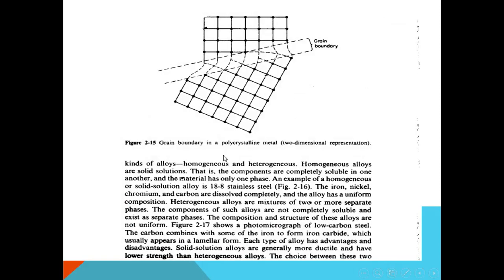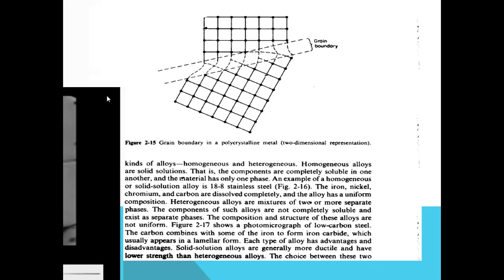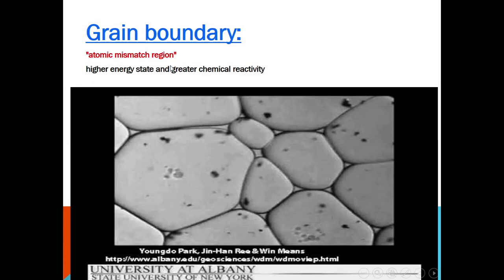Grain boundary in polycrystalline metal, two-dimensional representation. This grain boundary is a high energy state and has high reactivity in the corrosion process. It is an atomic mismatch region, with a high energy state and greater chemical reactivity.